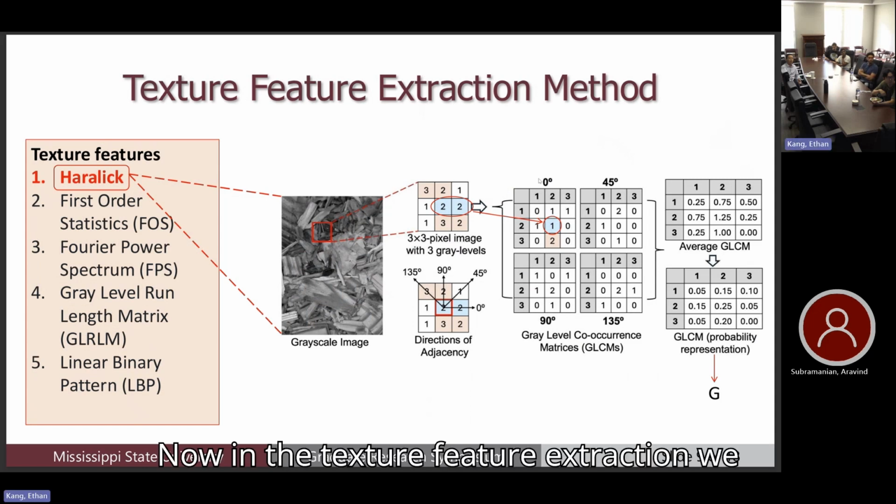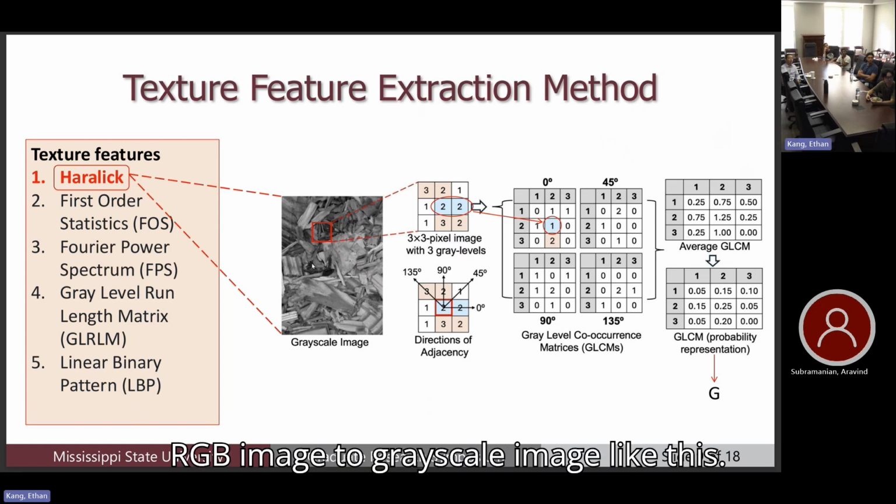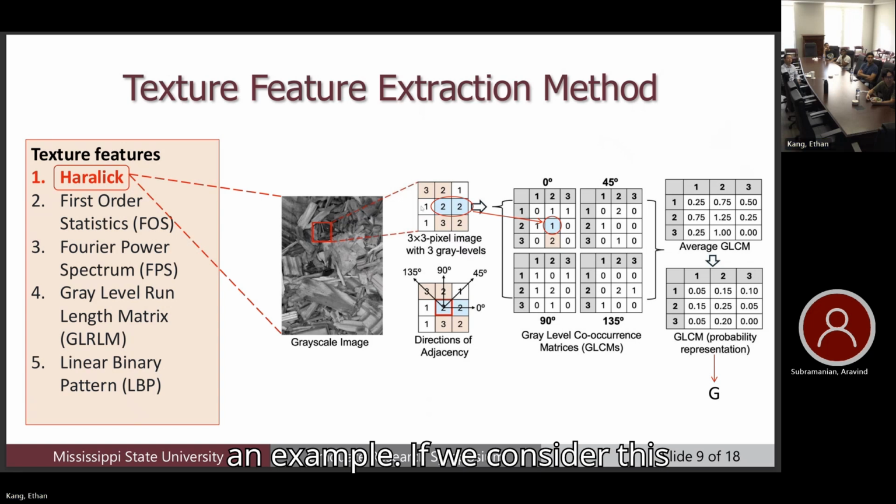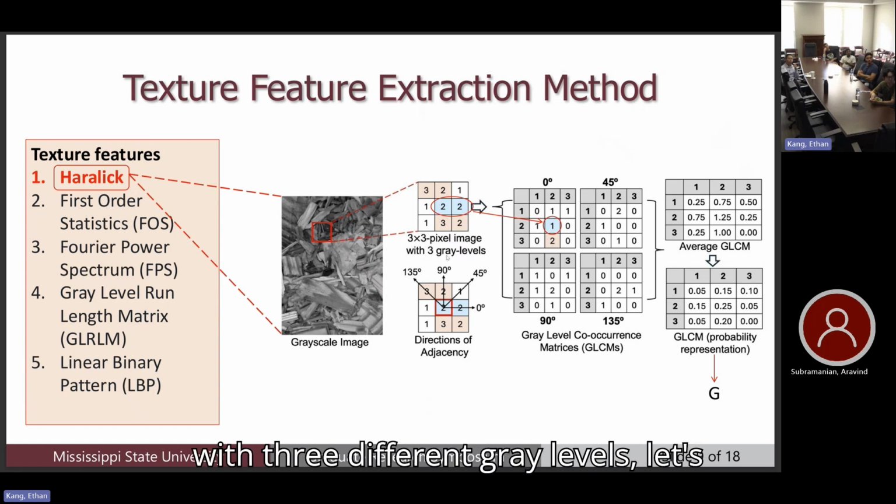Now, in the texture feature extraction, we have considered 5 different texture features as listed on the left side here. But for demonstration, I will only look into the Haralick texture feature. At first, we convert the RGB image to a grayscale image like this. And let's consider this small portion as an example. If we represent the pixel values with 3 different gray levels, let's say 1, 2, and 3, this is the representation that we have.